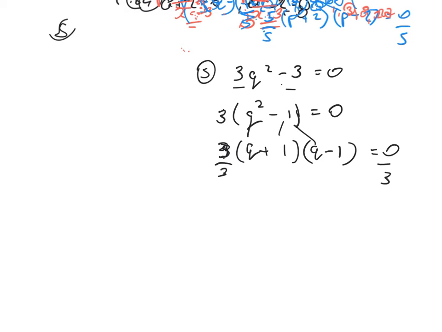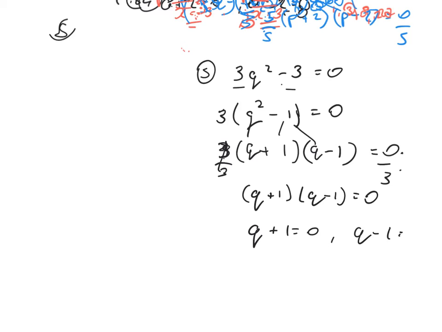Next move, divide both sides by 3, that gets rid of that, leaves you with q plus 1 bracket q minus 1 is equal to, what's 0 divided by 3, that's easy, that's 0. So I've got q plus 1 equals 0, or q minus 1 equals 0, q is equal to minus 1, or q is equal to 1. Okay, I said example 5 last time, but it was example 8, so this is example 9.